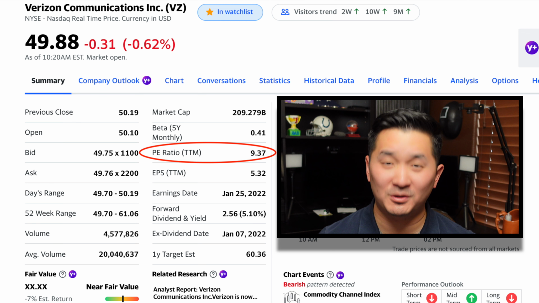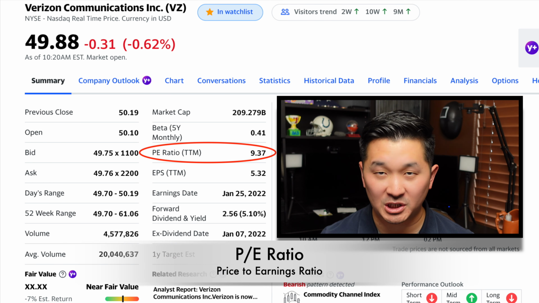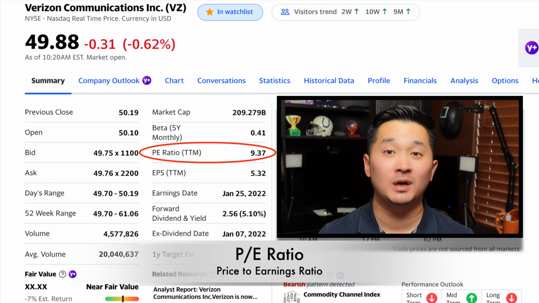Let's pick up where we left off from last week, but this time I'm going to use Verizon stock as an example. So let's start with the PE ratio. PE ratio stands for price to earnings ratio, and it is a tool that can help you compare the valuations of this Verizon stock to the other similar stocks.